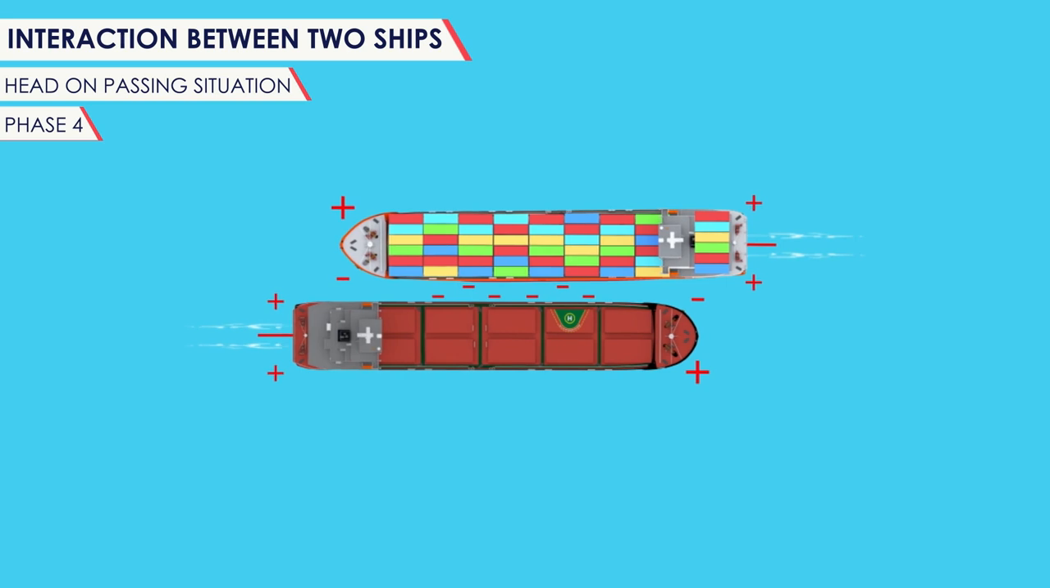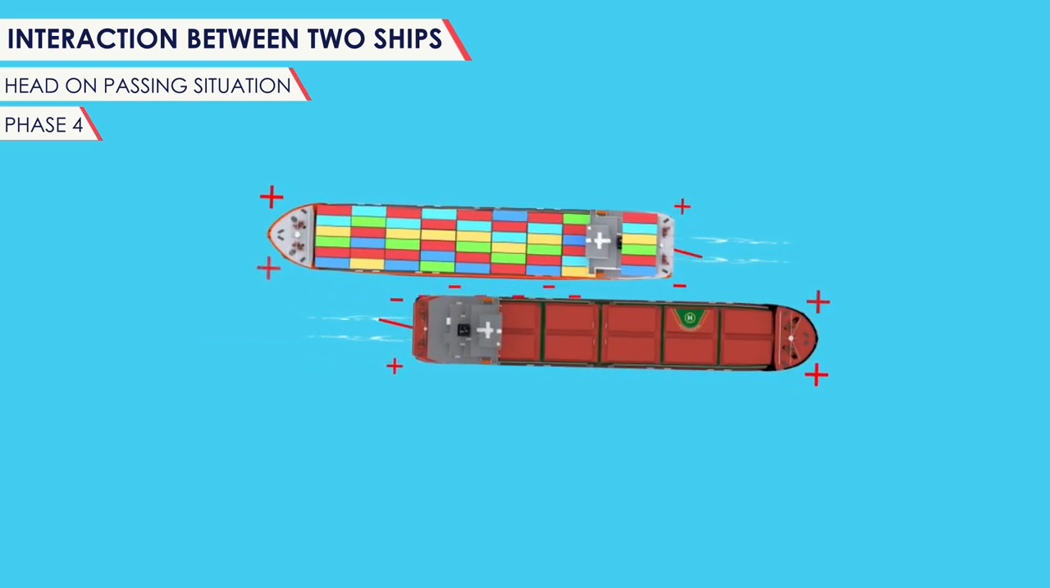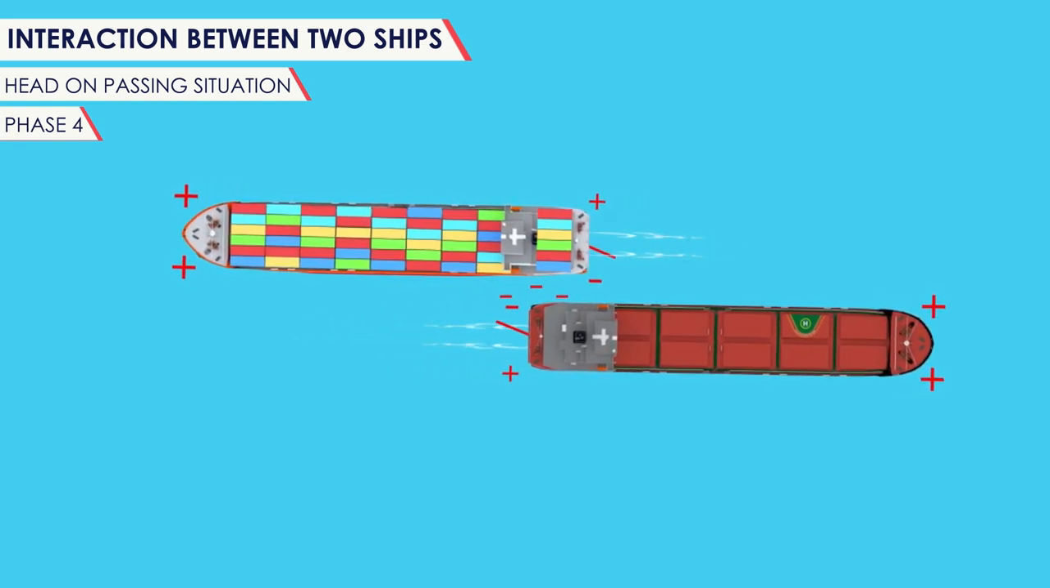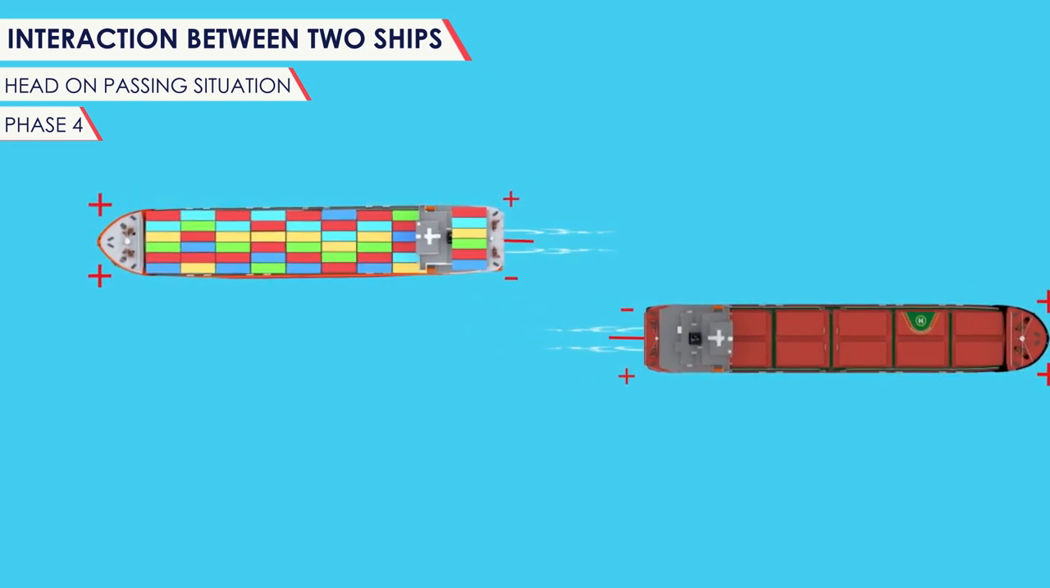In phase 4, as vessels clear each other, the sterns will be drawn together due to the negative pressure. Use the helm to control swing, but keep vessels turning to starboard until they return to the course.